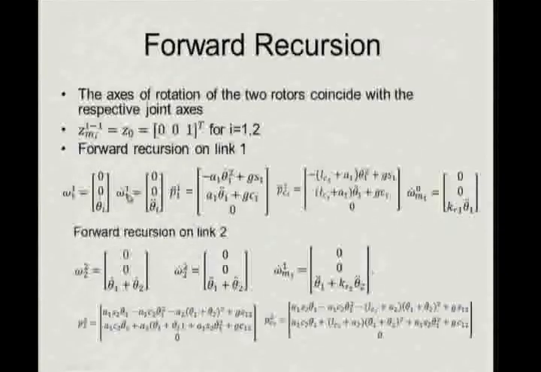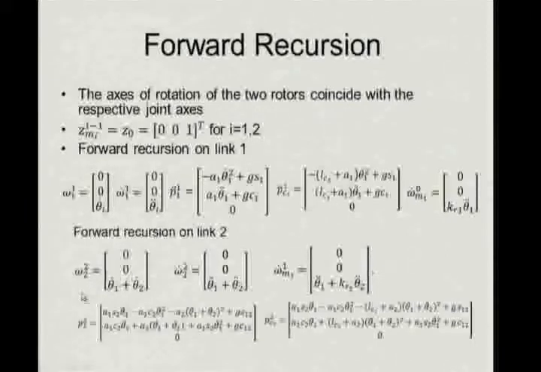So, then you start doing forward recursion on link 1. You find out omega 1, which is very simple, omega 1 dot, the acceleration of the origin of the coordinate frame 1, the acceleration of the center of mass of link 1, and the angular acceleration of the motor shaft 1, which is very simply theta 1 double dot into kr1, which is the ratio.